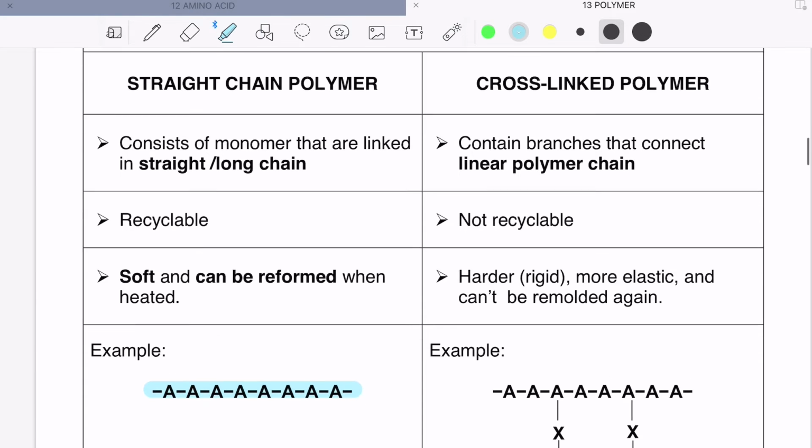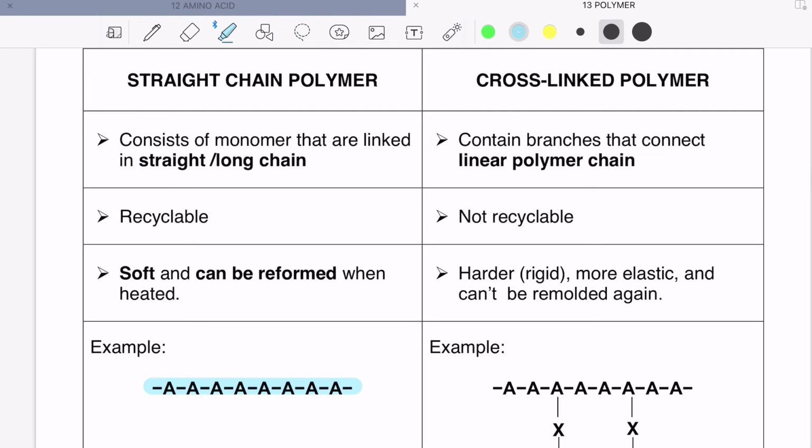However, a cross-link polymer is not a linear polymer. It has a link here, as you can see. Because of this link, it is harder. It is more elastic and cannot be remolded again, which means it is not recyclable.